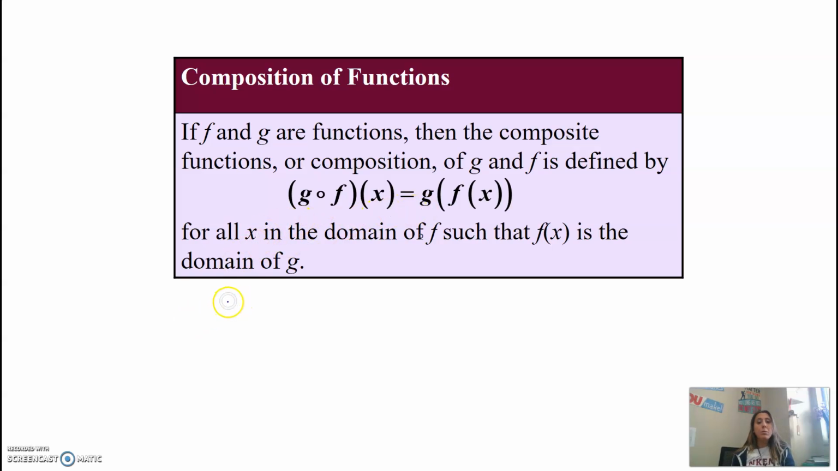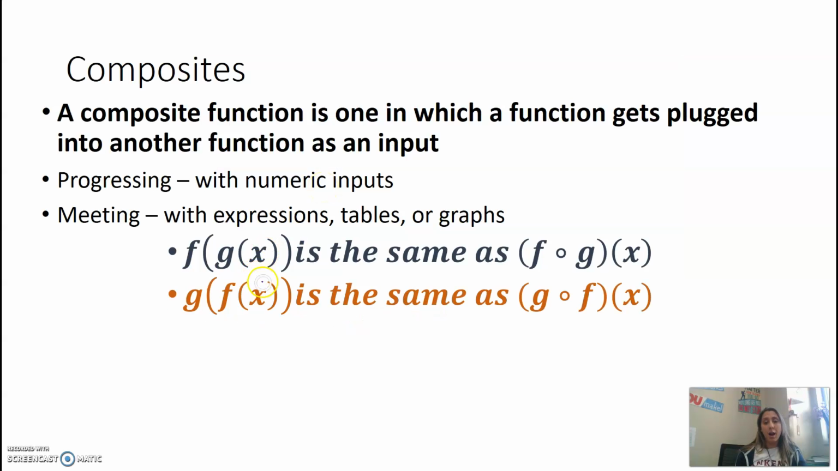But what we're going to be doing is, before we composite, with operations, we would see something like G plus F of X, and then that would be find G of X plus F of X. So this is going to be a little bit different. It's really important that we notice that this is an open circle and it's actually going to stand for "of."